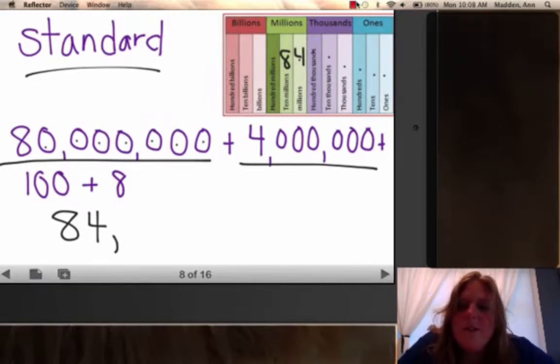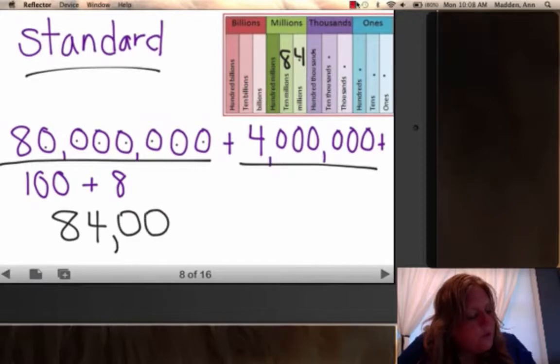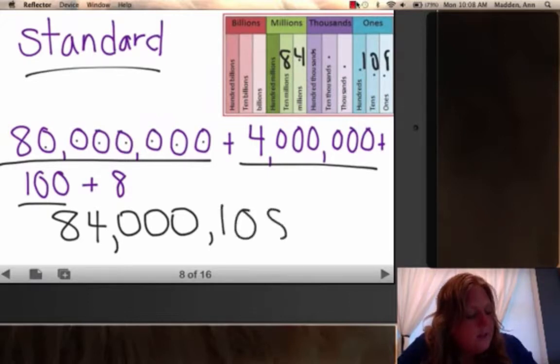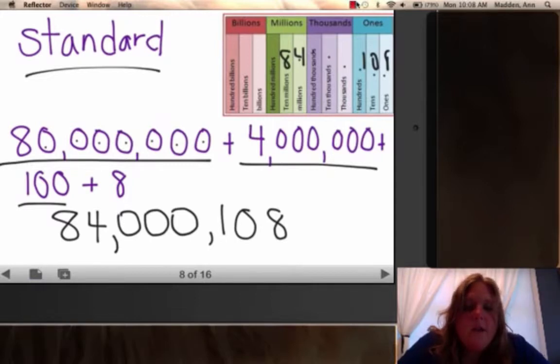How many thousands do you see? I don't see any, but I do need a place value of 0. So I'm going to hold 3 zeros for my thousand spot. Now, how many hundreds do you see? I see 1, so 100 would go there. How many tens do you see? I don't see any. You have to remember that place value holder of 0. How many ones do you see? I see 8. So it'd be 108. So my number is 84,108.